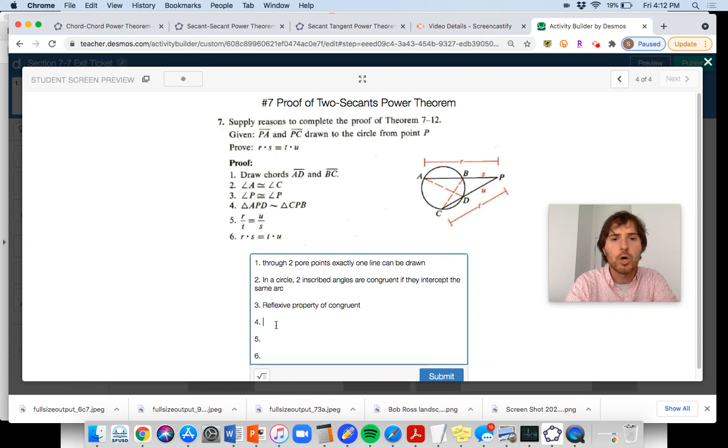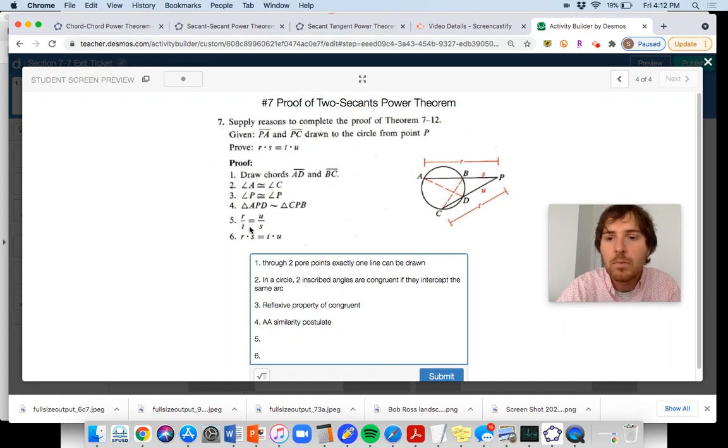And then we have 2 pairs of angles: one in this triangle, C and A, and another one, P, which is also in that one too. So I'm saying these two triangles are similar by a similarity postulate. Let's see what we're trying to prove: the power theorem, that S times R equals U times T. So we have to use similarity to get there. Now we're working it back.